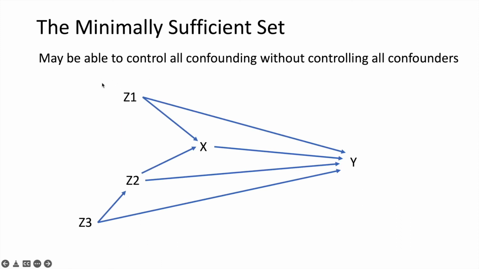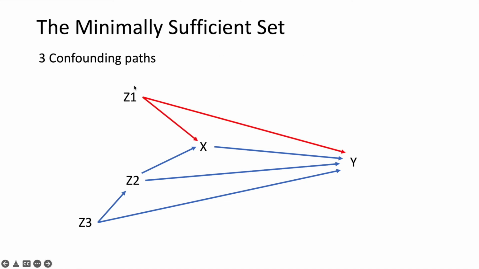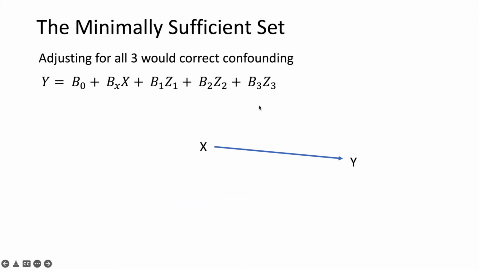The last thing I want to talk about is the minimally sufficient set, and this was in my DAG video as well. It's just the idea that you might be able to control all of the confounding in an XY relationship without having to control everything that is a confounder in the DAG. Here we have three confounders, Z1, Z2, and Z3, and you might think we need to control all three. Throwing them all in the model here is how I'm representing that, and deleting them is how I'm representing that they've been controlled. And that would control the confounding.